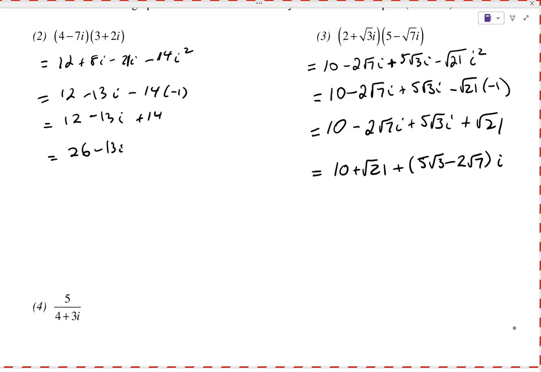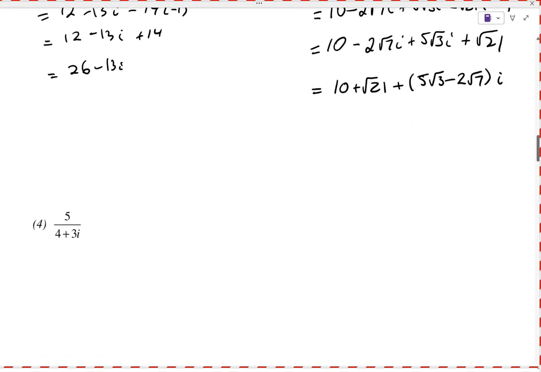Let's do the last one. When we want to divide by a complex number, what do you do first? Change the sign. Good. Yep. Change the sign, right? Multiply by the conjugate. Since we have 4 plus 3i in the denominator, we will multiply top and bottom by 4 minus 3i. And in this case, we want to multiply everything out.